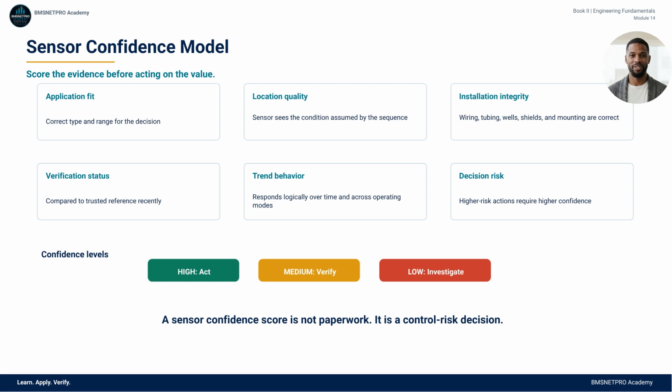The sensor confidence model is a practical way to decide whether a measurement is strong enough for action. Look at application fit, range, location, installation quality, verification status, trend behavior, and decision risk. If confidence is high, the value may support action. If confidence is medium, verify before making a major change. If confidence is low, investigate the measurement chain first. The same sensor reading may be acceptable for operator awareness, but unacceptable for a critical alarm or automatic reset.